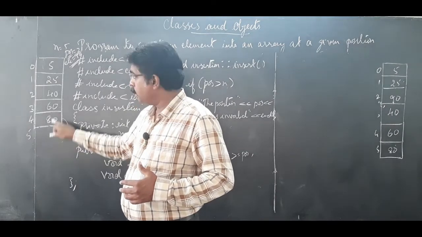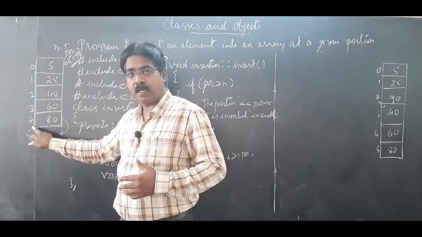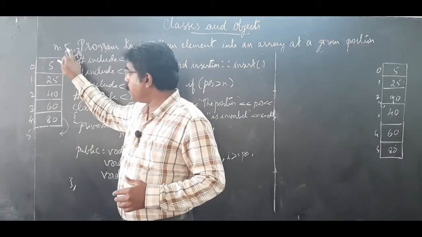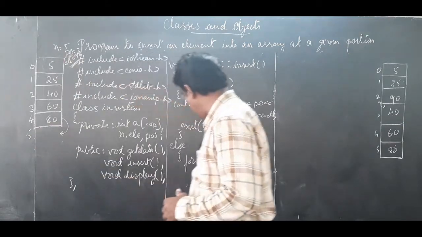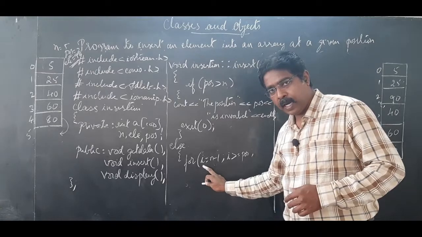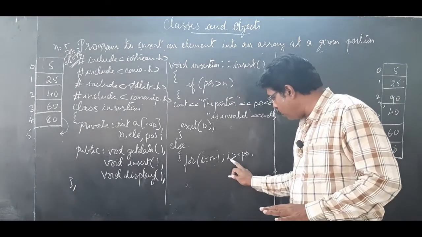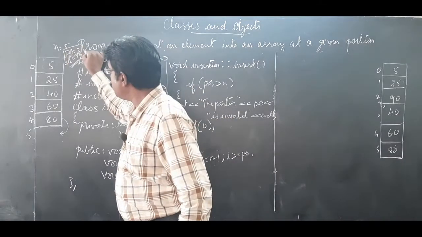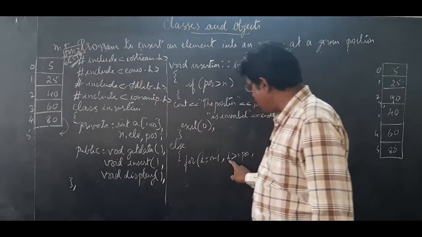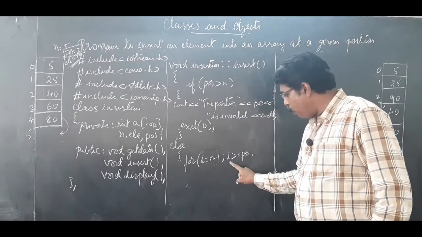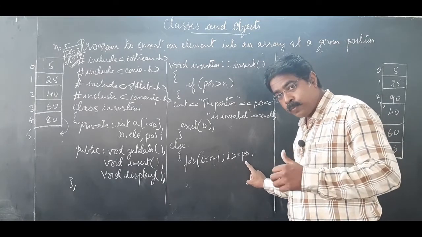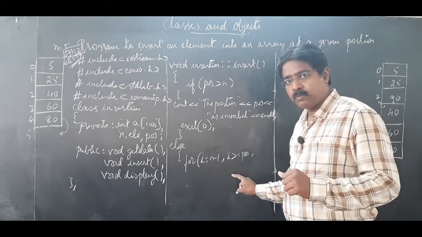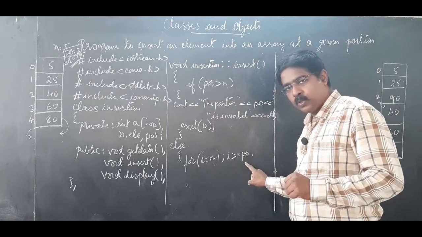But since 5 elements we have, we take the help of the next index to shift. While doing this, the initial value we want, what is that? 4. How to get 4? N equals 5, n minus 1. Then n minus 1 initial value is I, 4. 4 greater than equal to, what is the position value I said? Can you see this? This is 2. So position value is 2. 4 greater than equal to position, true or false? Yes, true. 4 is greater than equal to 2.